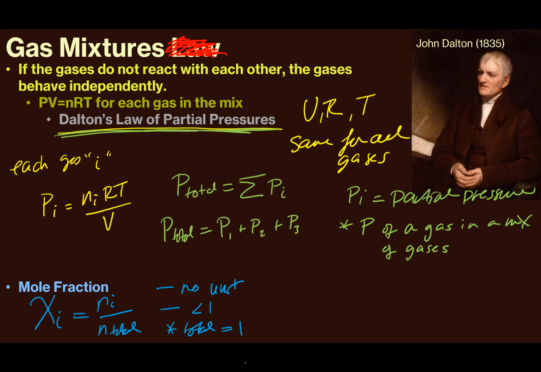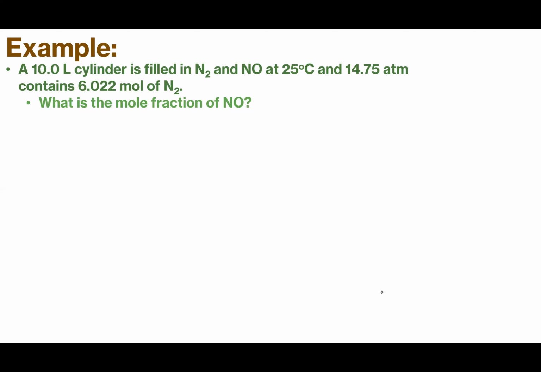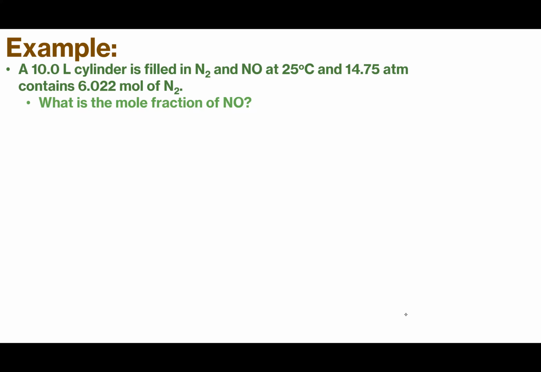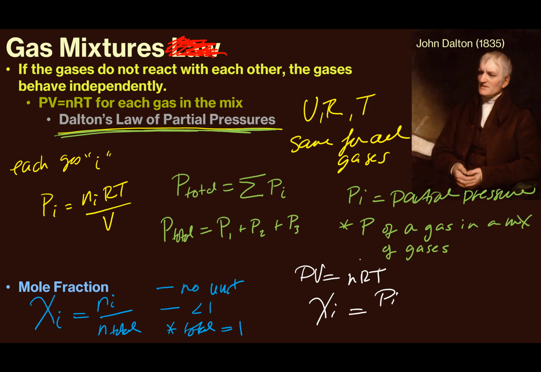Now, because PV equals nRT, remember that, we can solve an expression for mole fraction and say this is equal to the partial pressure of a gas in a mix divided by the total pressure. This gives us a link between mole fraction and pressure so that we can figure out some stuff. These might be helpful things.